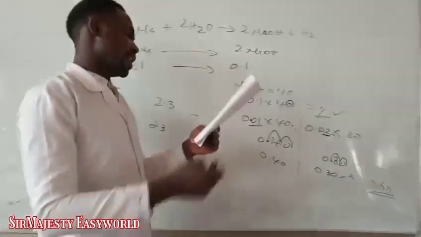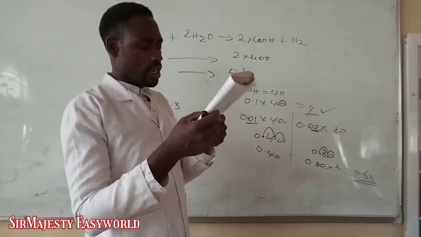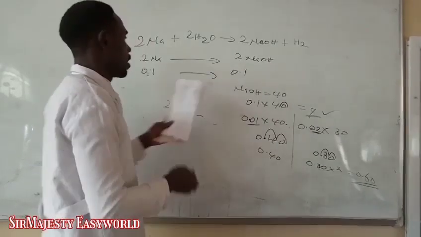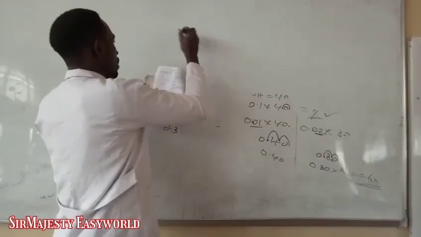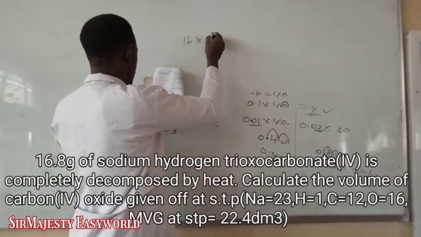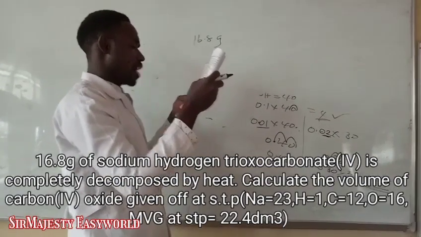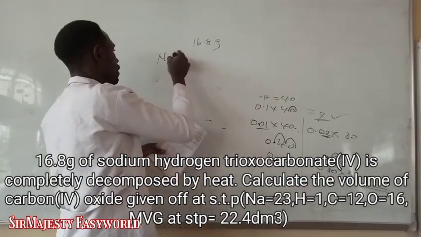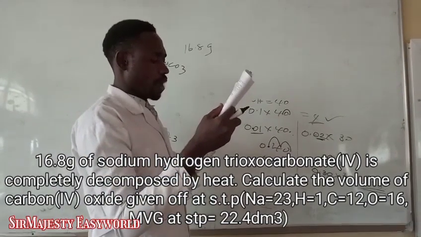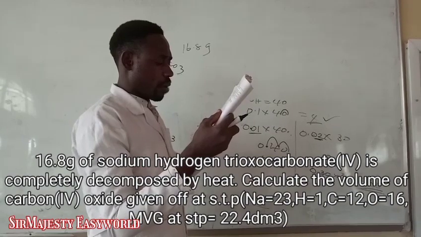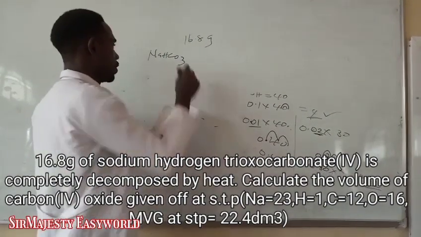Without wasting much time, then another question is question 4, the same year, 2008. They asked us if 16.8 grams of sodium hydrogen carbonate, NaHCO3, is completely decomposed by heat, calculate the volume of carbon(IV) oxide given off at STP.